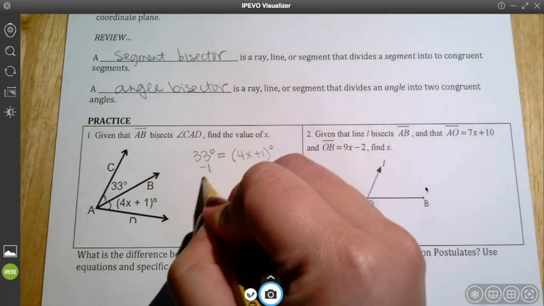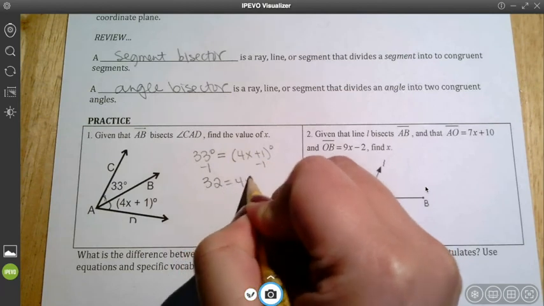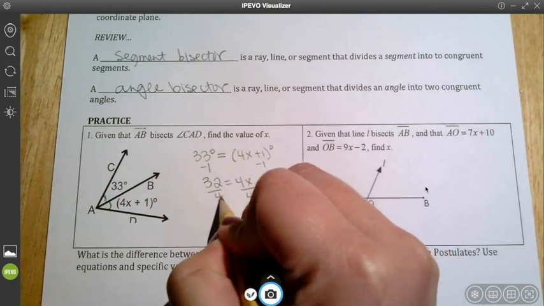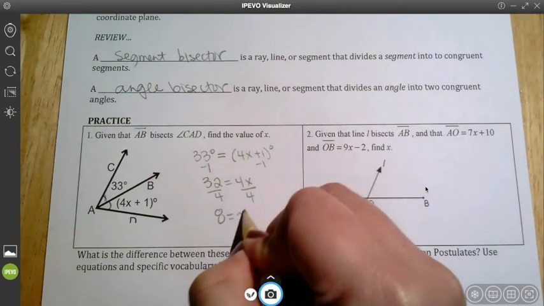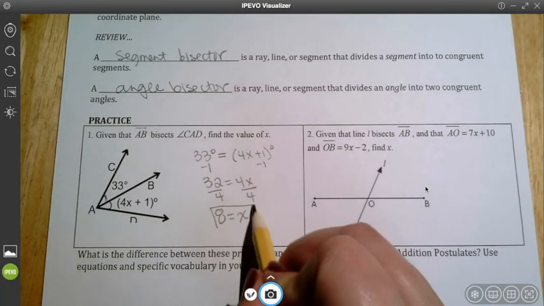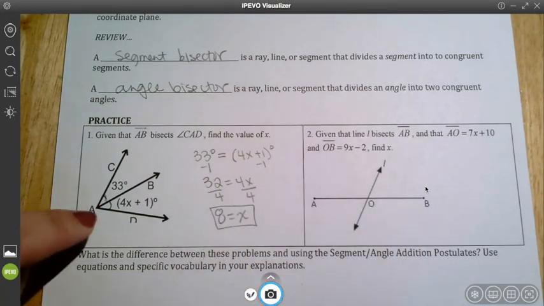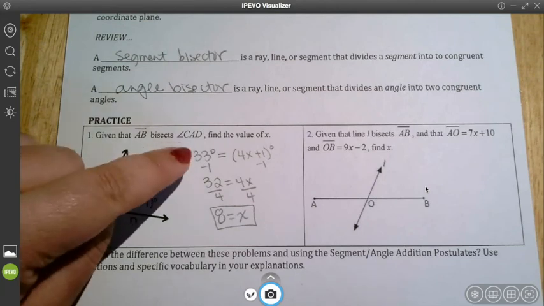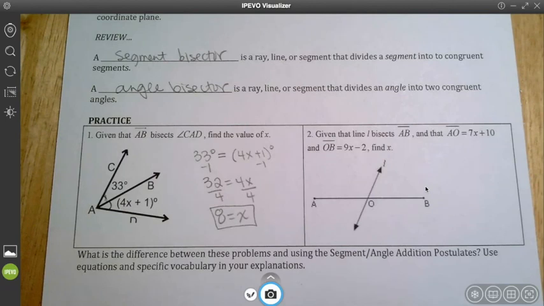Subtract 1 from both sides. 32 equals 4x. Divide by 4. 8 equals x. So what is the value of x? It is 8, but we can't find it unless we recognize that the bisector creates two congruent angles, which means that their measurements are equal.